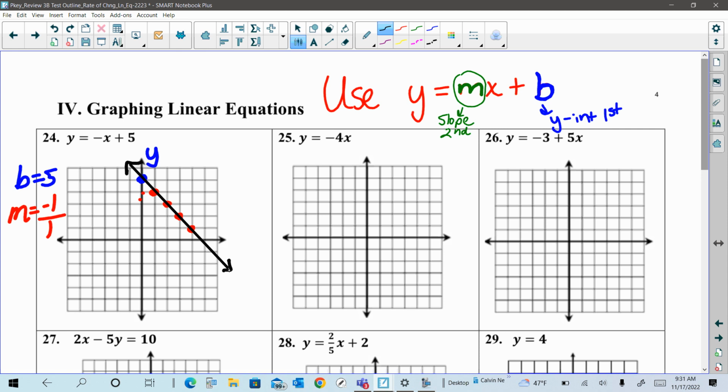Do we have to draw the arrows? No, I can't. I mean, you just got to recognize that it's continuous. It doesn't stop. That's what the arrows are for, to show you.